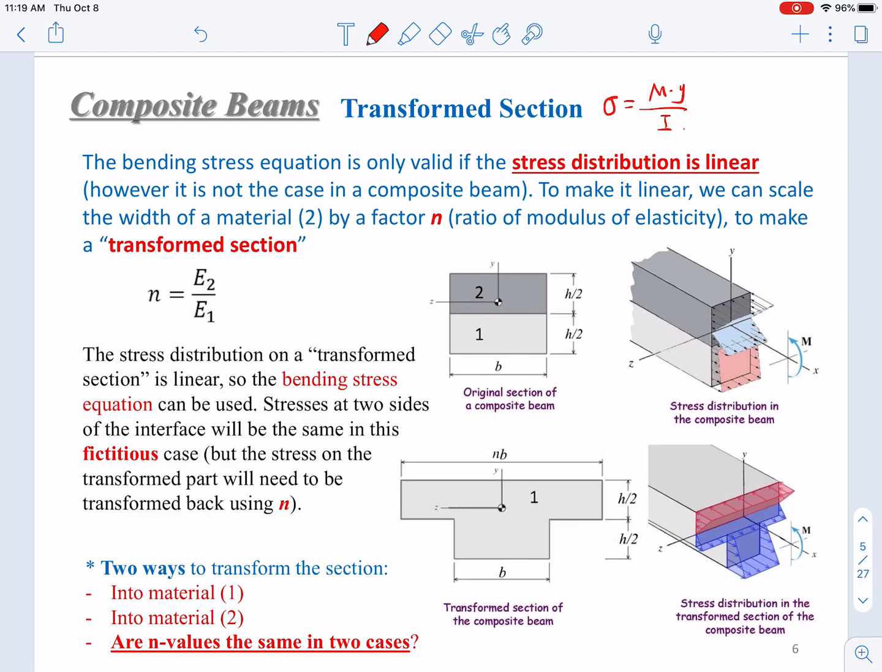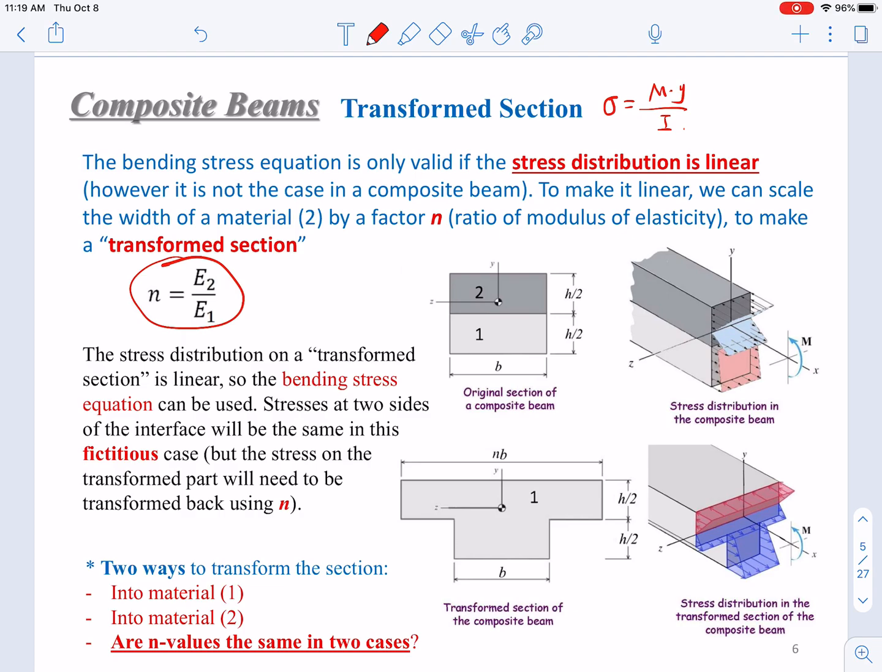To make it linear, we can scale the width of one of the materials by a factor n. That is the ratio of the modulus of elasticity, right? n equals E2 over E1. Okay, to make a transformed section.